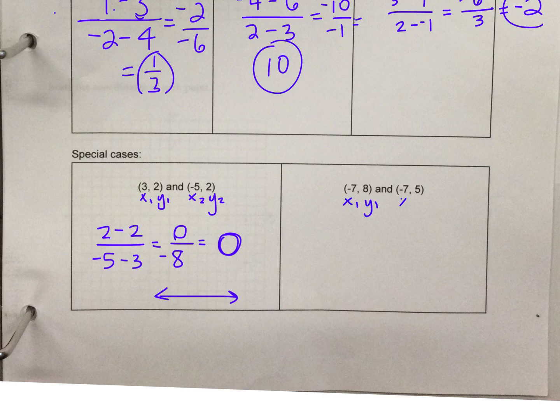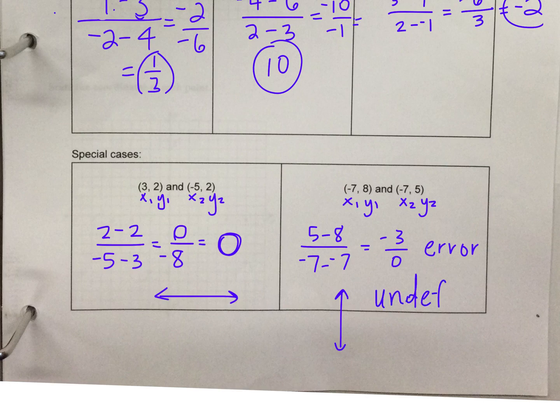x1, y1, x2, y2, 5 minus 8 over negative 7 minus negative 7. That gives me negative 3 over 0. If I have no pizzas and I give you 3 slices, how many slices do you have? You can't do that. If you type that in your calculator, it will say error. If you graph it, it will look straight up and down, which actually means undefined. All right, after you take these notes, I need you to get on iExcel and do S4, Algebra 1.